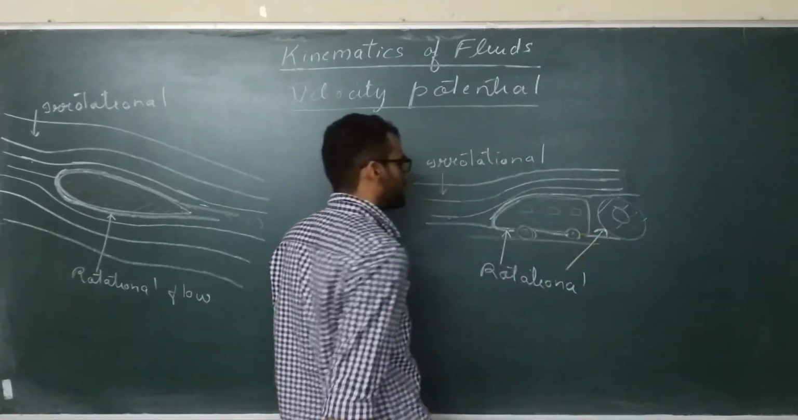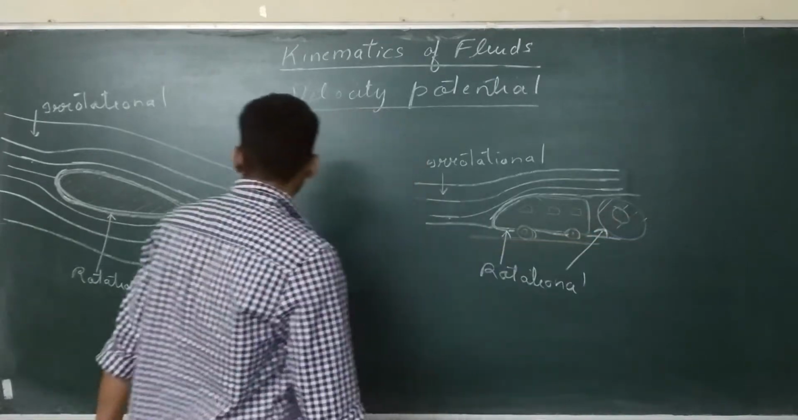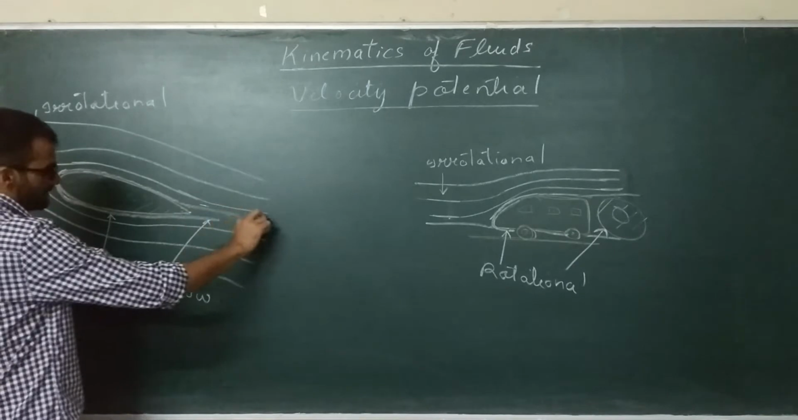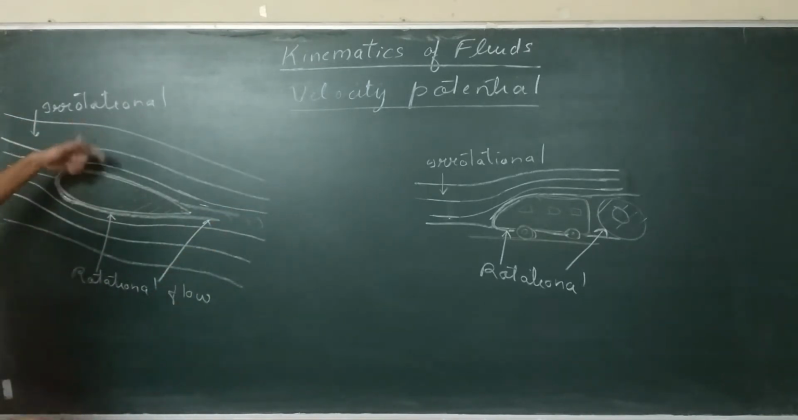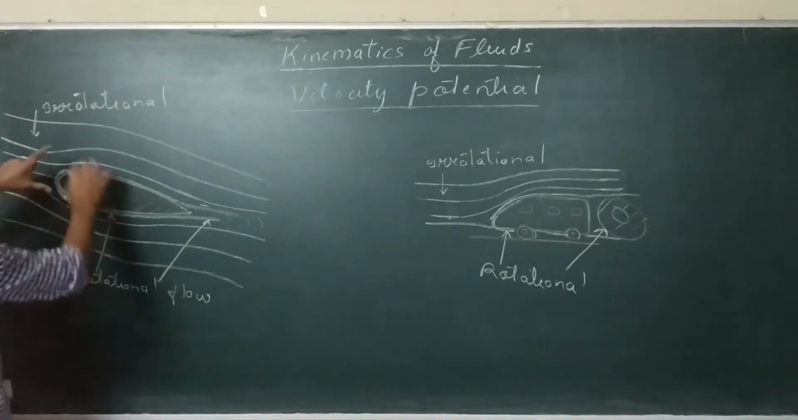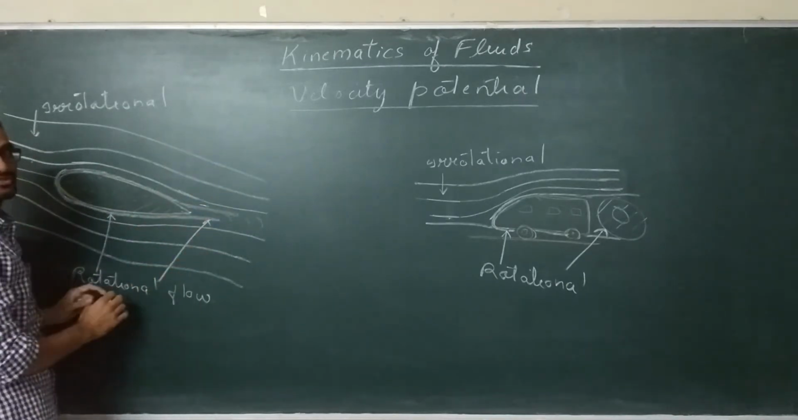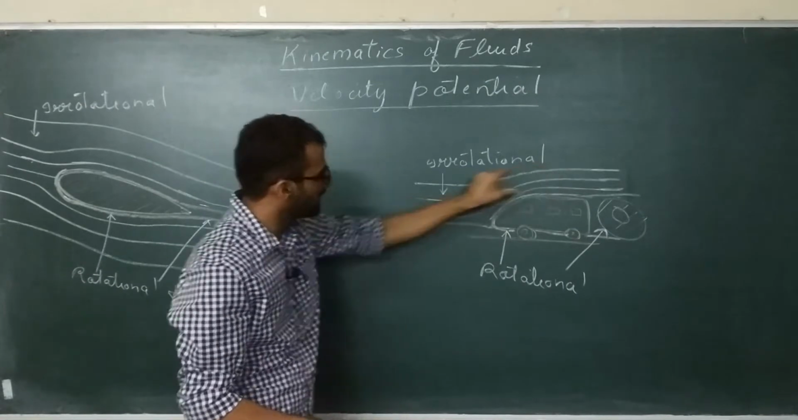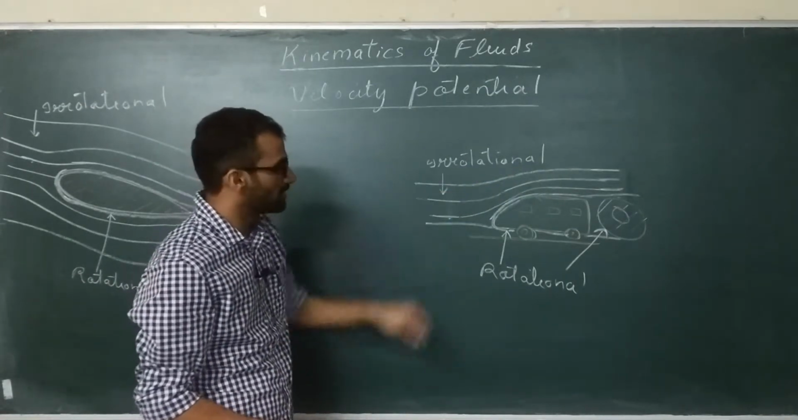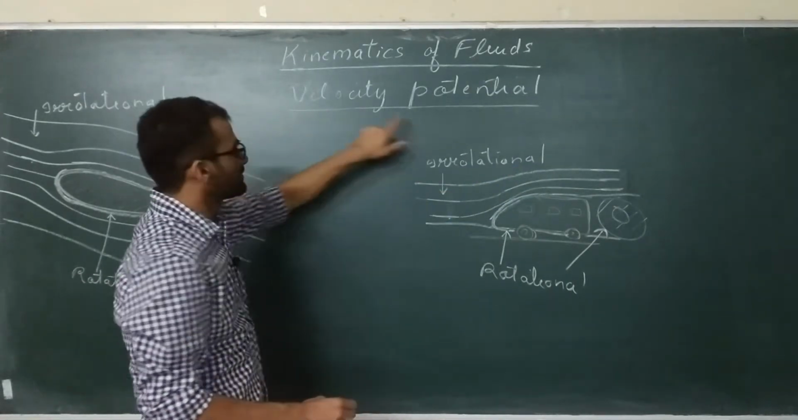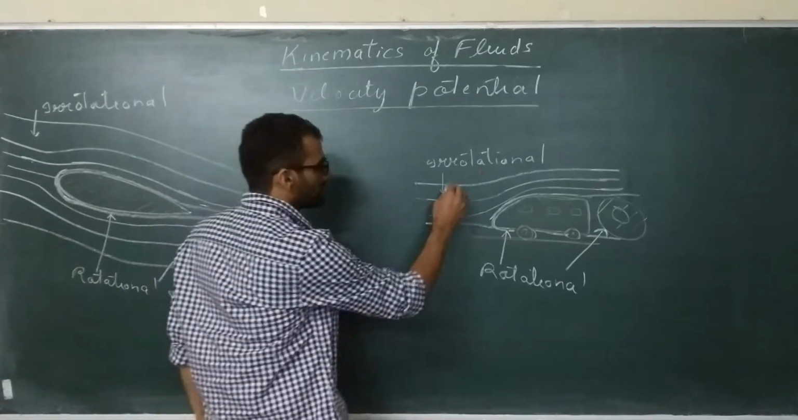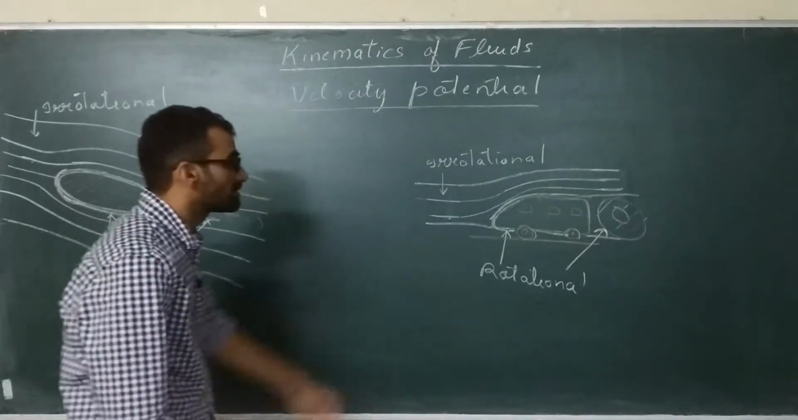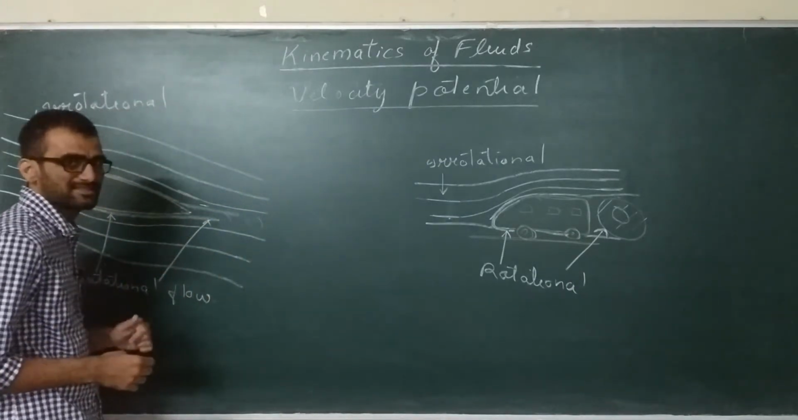This zone, and the back side wake zone. This is a wake zone. It is also rotational. So here also, the back side of the airfoil is rotational. But away from this solid boundary, you will observe a very large zone of irrotational flow. Here also, in this case, you will find a very big zone of irrotational flow. And this concept of velocity potential is applicable only to this irrotational zone, not to the rotational zones, that is, inside the boundary layer, near the solid surfaces, etc.